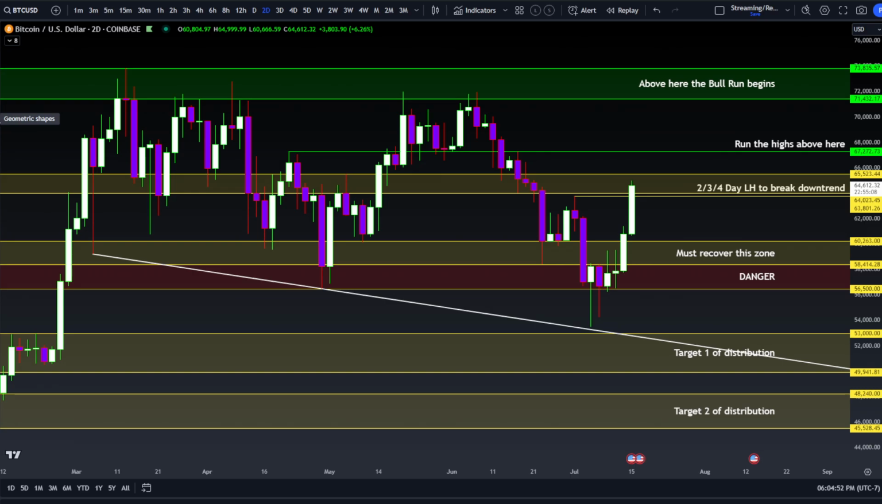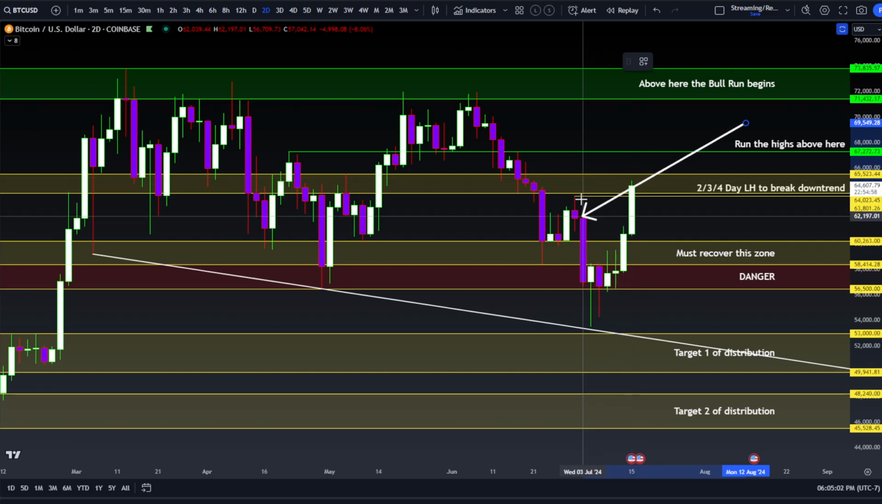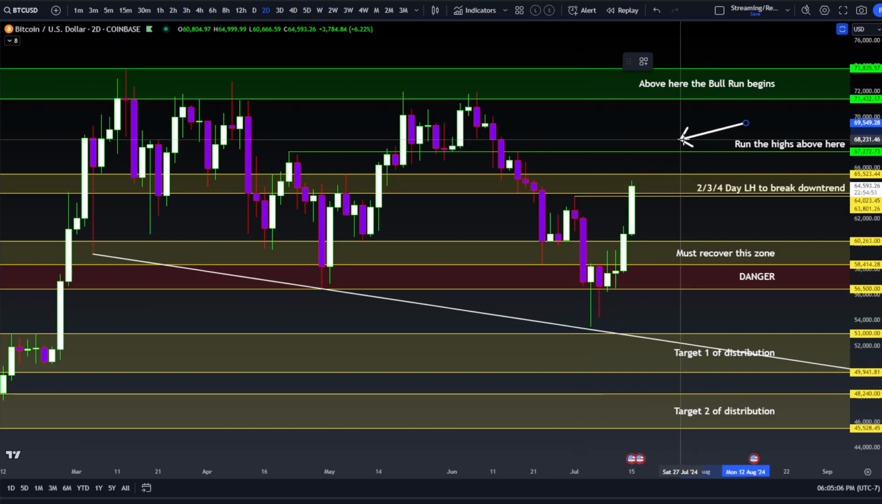Now, in this context, what we're looking for is in the next, with this daily candle close, we will get a 2-day candle close. And if it does close above that 63.8 high, we will have a trend break on the 2-day chart. That is important.